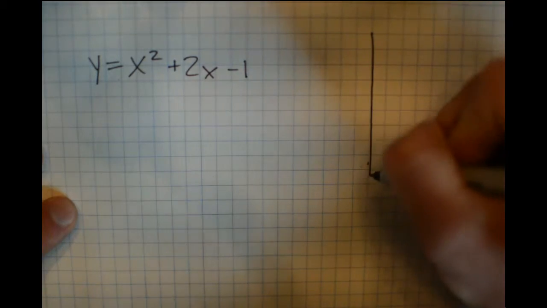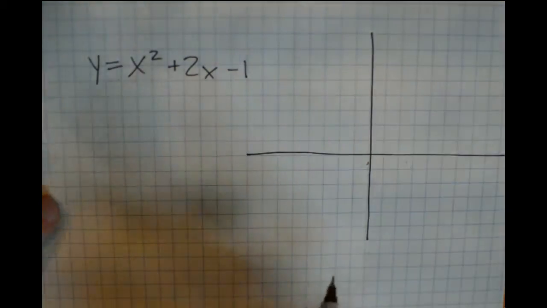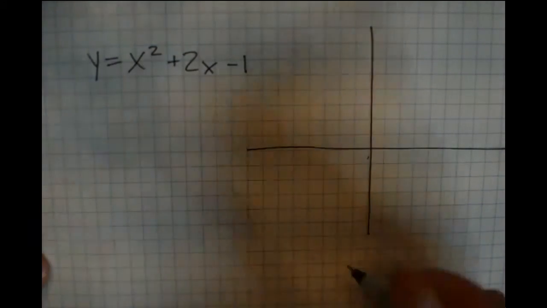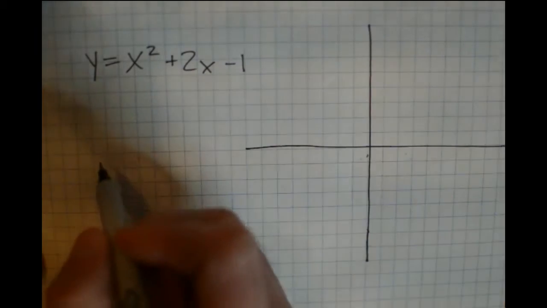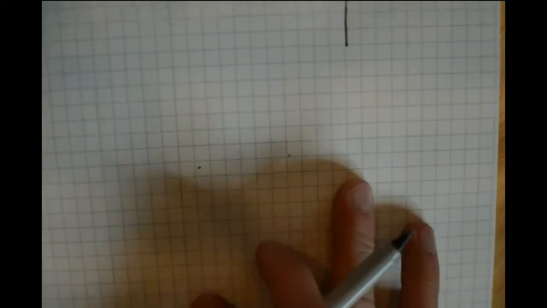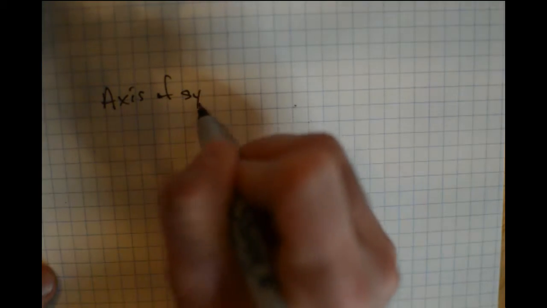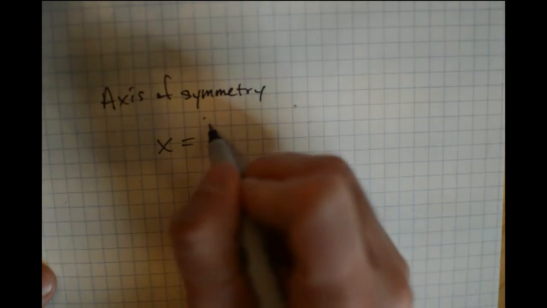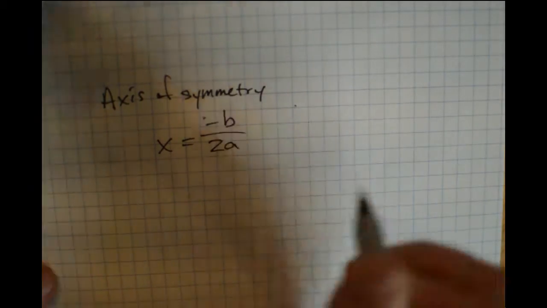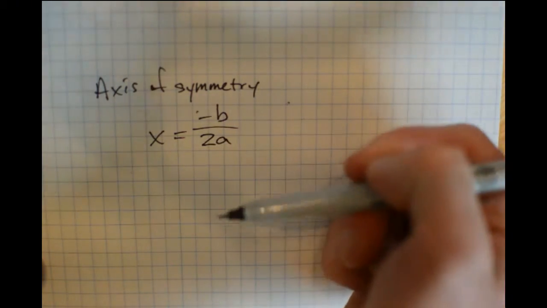Get my xy axis over here. And the first thing that we're going to be able to do is find the feature known as the axis of symmetry. So we need to know a formula here, axis of symmetry. And now we'll have the formula x equals -b over 2a. So whatever b is, it's -b over 2 times whatever a is.